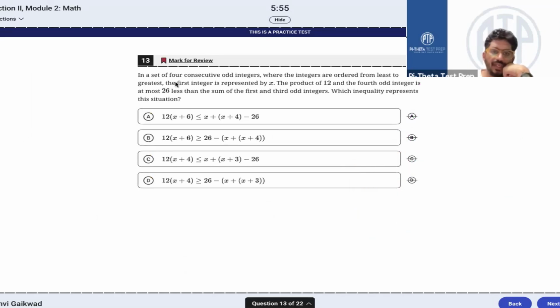They're telling us, in the set of 4 consecutive odd integers where the integers are ordered from least to greatest, the first integer is repeated. So if the first integer is x, and there are 4 consecutive odd integers, the others will be x plus 2, x plus 4, and x plus 6. This is your 1st, 2nd, 3rd, and 4th, right? Now try to read this.